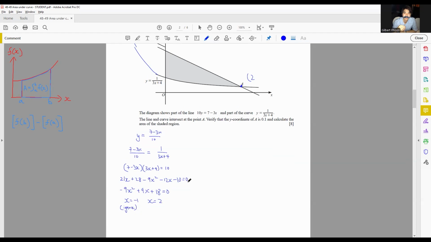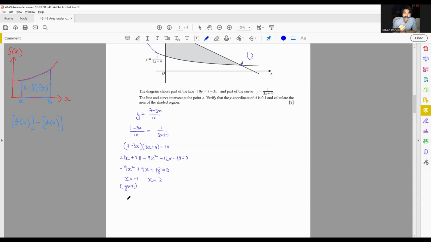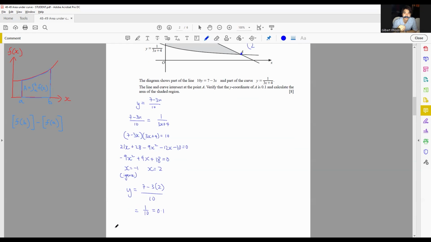And when x is equals to 2, substitute it back into your straight line equation. Y is equals to 7 minus 3 times 2 over 10. This is 7 minus 6, 1 over 10. Y is equals to 1 over 10, which is also equals to 0.1. Therefore, the coordinates of A is going to be 2 and 0.1, right? This is the verifying part.